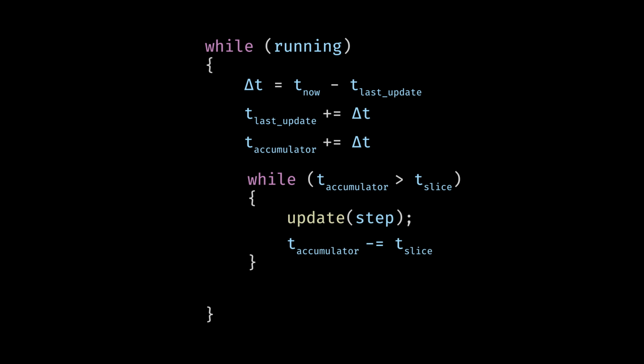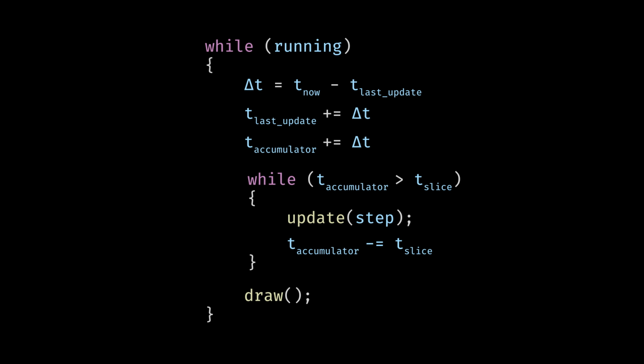Inside the loop, we will call update with a fixed step for our simulation, which can be tweaked depending on whether we want our simulation to be less or more precise. And on each iteration, we will also subtract the slice from the accumulator. Remember that the slice is a time that we choose, it depends on our tick rate, and is basically the time we want to be elapsed between updates in our simulation. Now, all that's left to do is to render our game. We can do that on every iteration of the loop, and that's pretty much it.